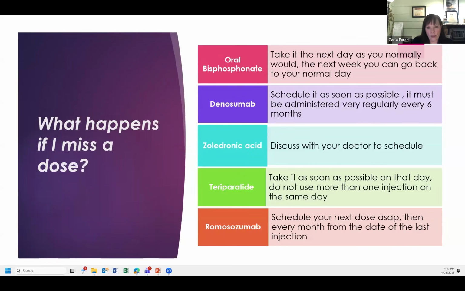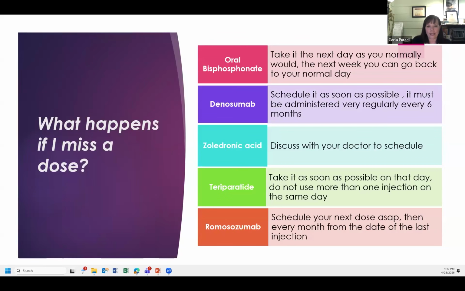If you're on denosumab and you've missed your every 6-month dose, it is really important to get that as soon as possible. So you want to contact your healthcare provider and make an appointment to make sure that you can get that. If it is the IV infusion, it's once a year, so you're a little bit more flexible with that one. So it should be a discussion with your doctor or your healthcare provider to schedule.